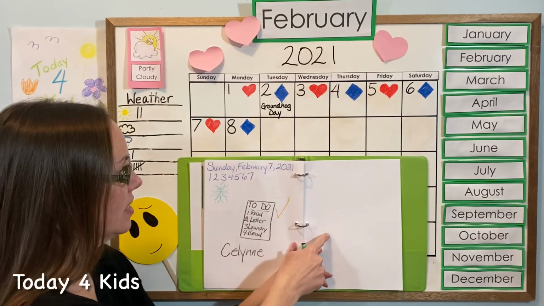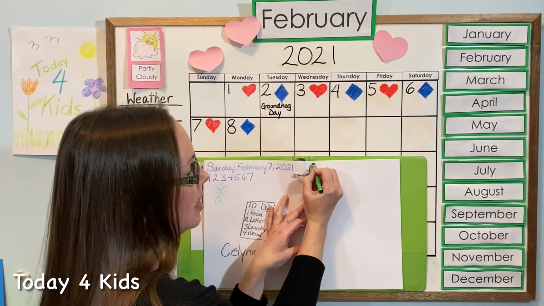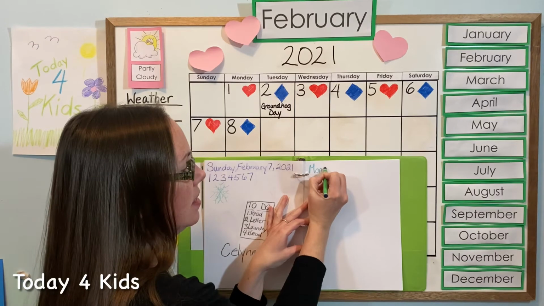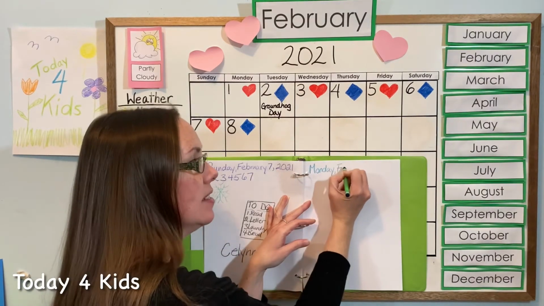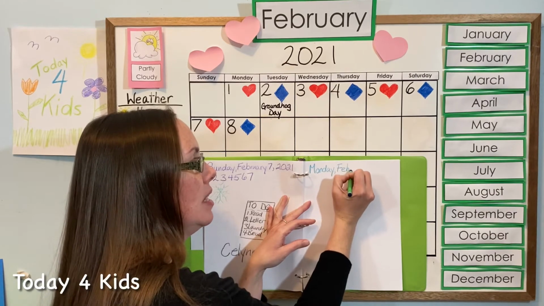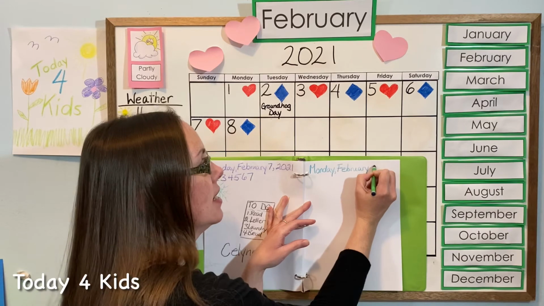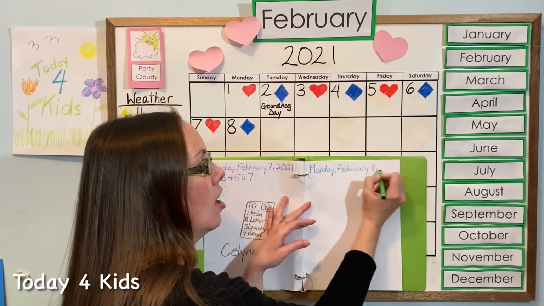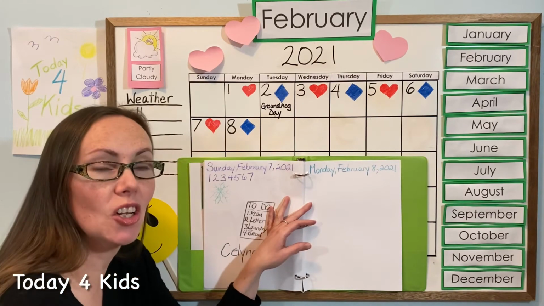Now let's go to today and I'm going to put today's date, which is Monday, capital M-O-N-D-A-Y, comma, capital F because it's the name of the month, E-B-R-U-A-R-Y, and it's the 8th today, comma, 2021. I got it to fit all in one line today.